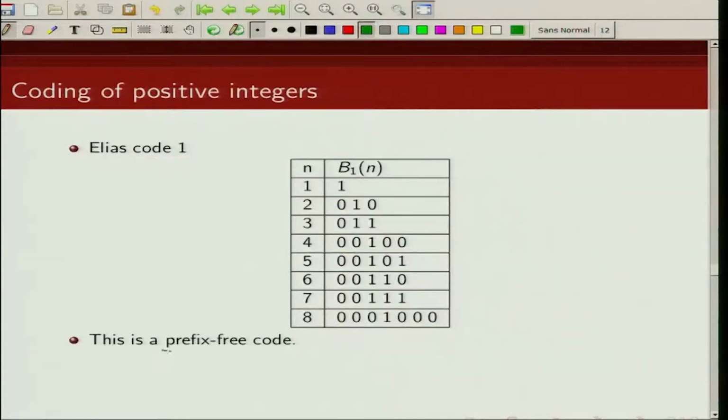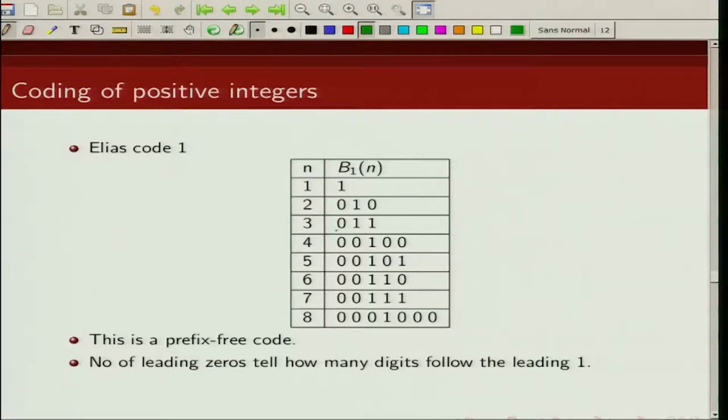The good thing about this code is that it is a prefix free code. And what's the bad thing about this code? That's the length. You are using almost the same number of bits, actually the same minus 1 number of bits, to denote the run of zeros. So as I said, in this particular code, the number of leading zeros tells me how many digits follow the leading one.